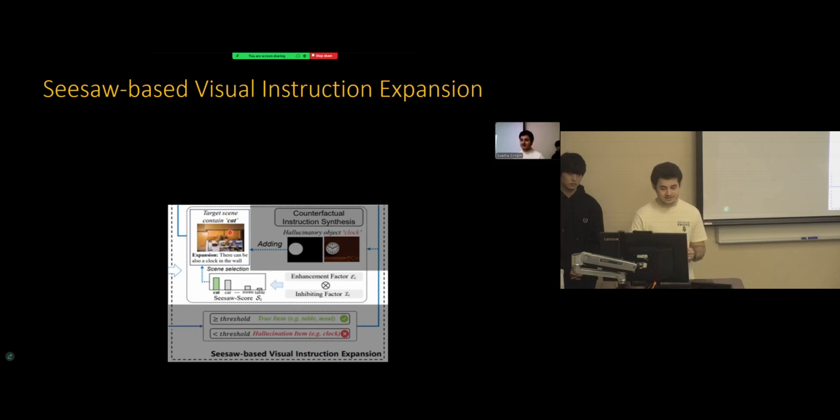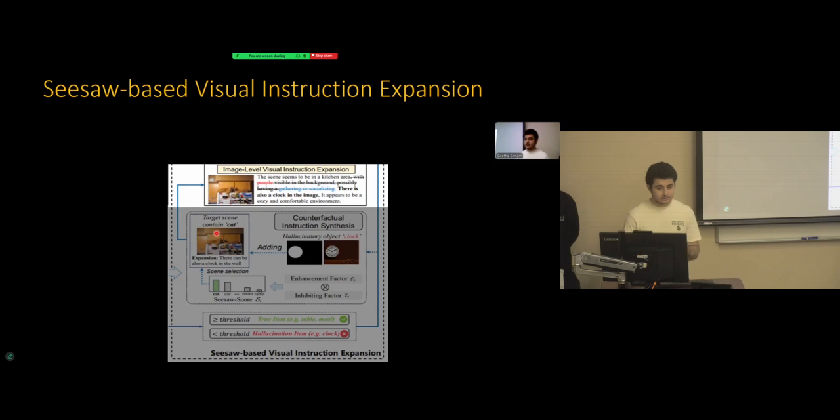The way we select target scenes is this. We calculate two scores, the enhancement factor and the inhibiting factor. The mathematical details of these factors will be explained in the further slides. Based on these scores, for each of the objects appearing in our data set, we calculate a seesaw score. The one with the highest seesaw score is selected, here it is cat, and we go to the target scenes where we see cat. Here there is a cat, so we need to modify the scenes that actually contain cat.